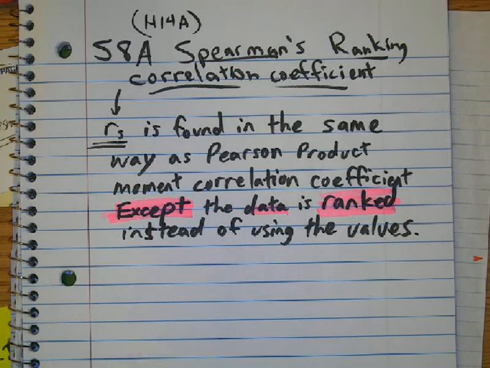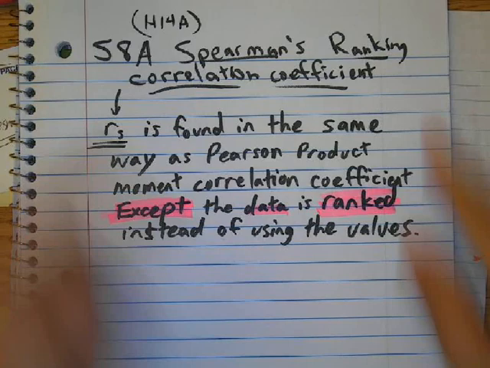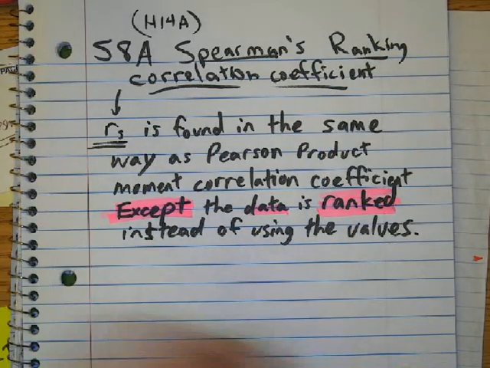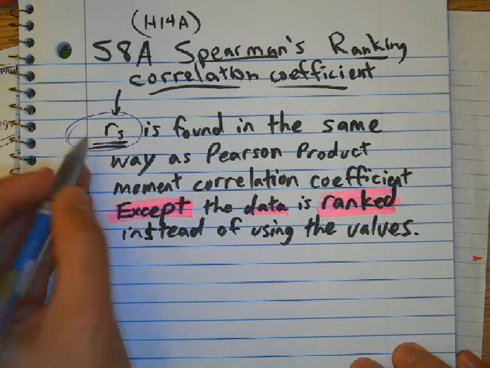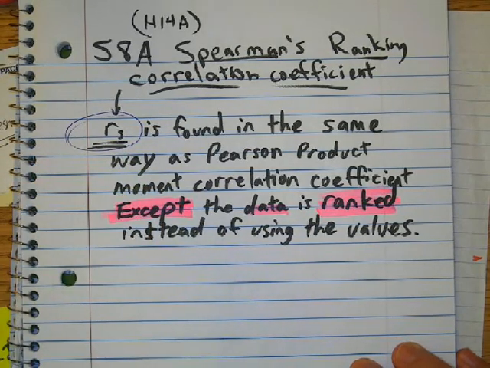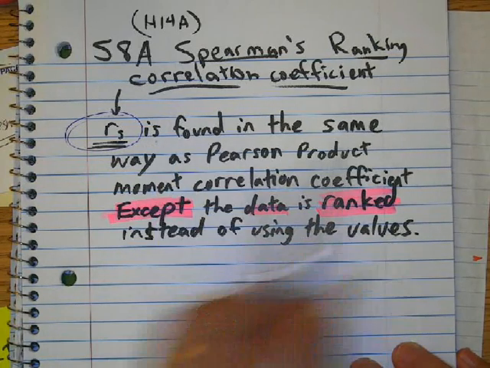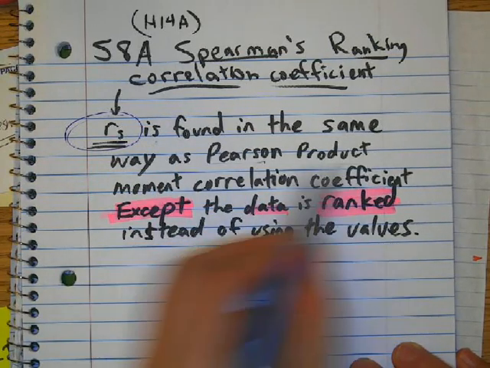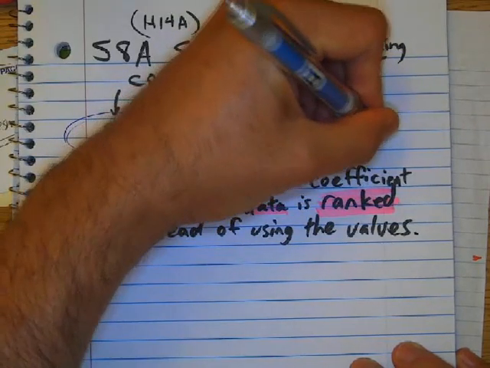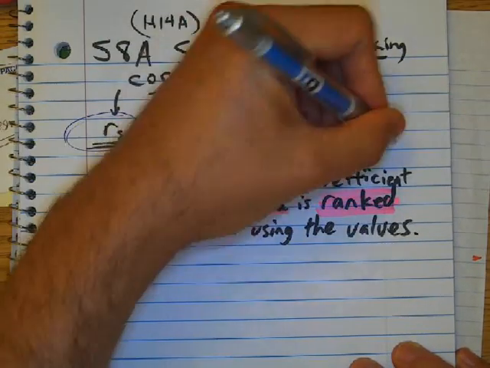Okay, we're going to talk about the Spearman ranking correlation coefficient. It's often denoted by a lowercase r with a subscript s in your IB book. This is found the exact same way as Pearson's product moment correlation coefficient. In the Oxford book, they abbreviate that as PPMC.